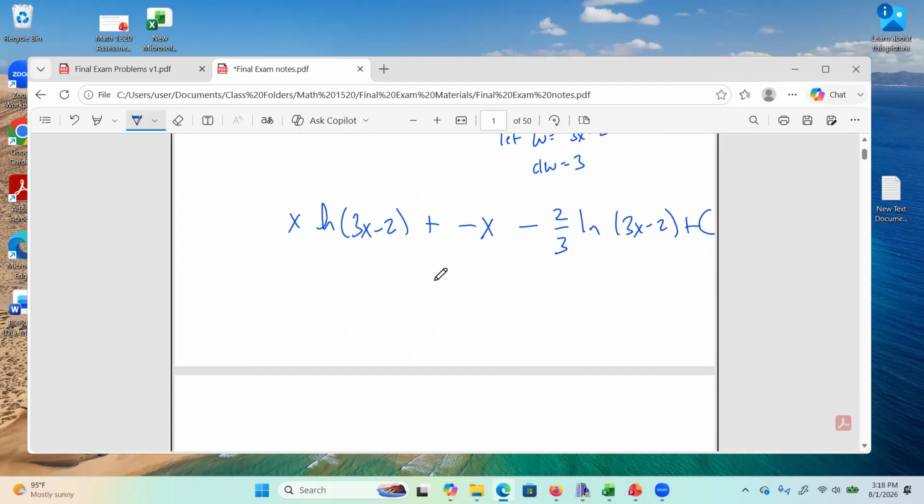So let's go ahead and group some things up so we can actually figure out what's going on here. We could say this is going to be x minus 2/3, parentheses, natural log 3x minus 2, minus x plus c. And that is a nice answer.